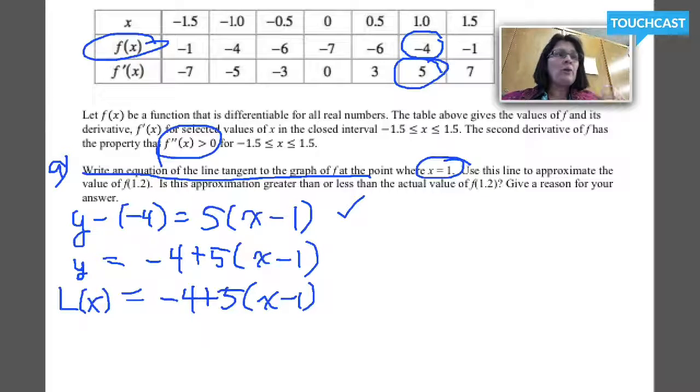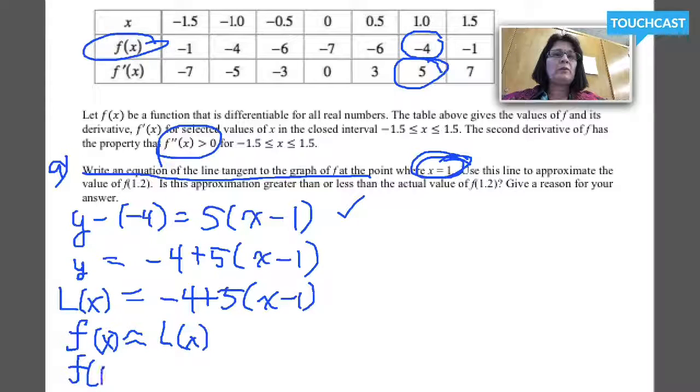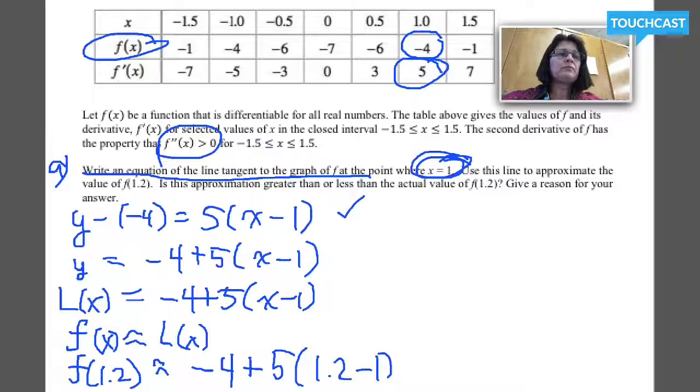And I hope you know that for places near x equals 1, this function, capital L, is going to be a good approximation of f. That's the same thing as saying that f of x is approximately equal to L of x, which means that f of 1.2 is approximately equal to, and if you use an equal sign there, you will not get full credit, f of 1.2 is approximately equal to -4 plus 5 times the quantity 1.2 minus 1.